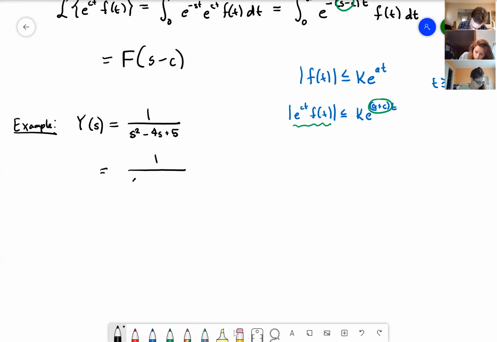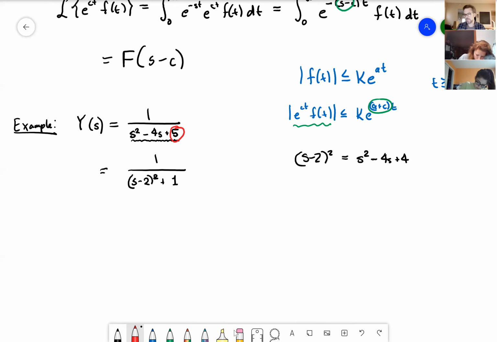So if we look at this, what we have is 1 over s minus 2 squared. S minus 2 squared is just looking at these two terms right here. We took s minus 2 squared, we would get s squared minus 4s, right? We get s squared minus 4s plus 4. So we get s squared minus 4s plus 4 plus an additional 1 here from this 5, right? Completing the square.